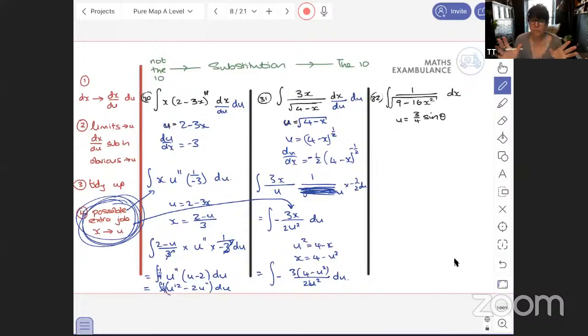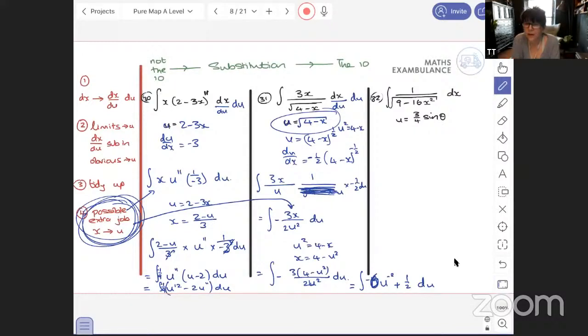Now, I've done all of the work. Has it turned it into the 10? Yeah, it has. This looks disgusting, but this is just normal GCSE fractions. This is equal to minus 12 divided by 2, so minus 6 u to the minus 2 plus a half du. Can you use, yeah, exactly. This is exactly the same as u squared is 4 minus x.